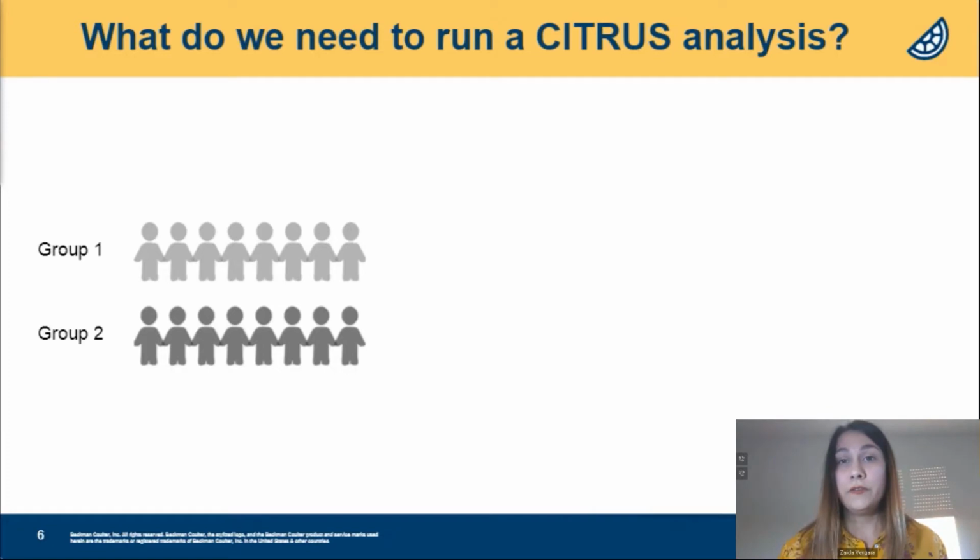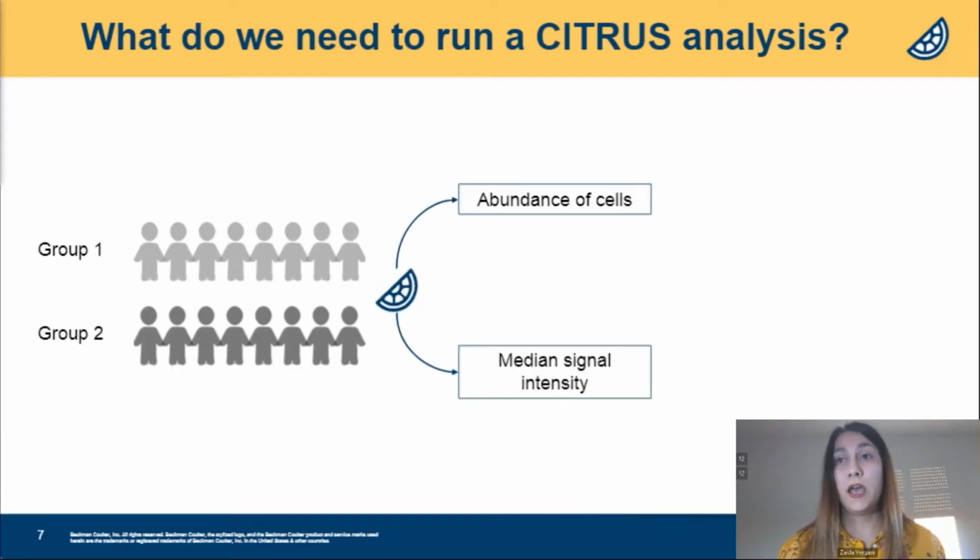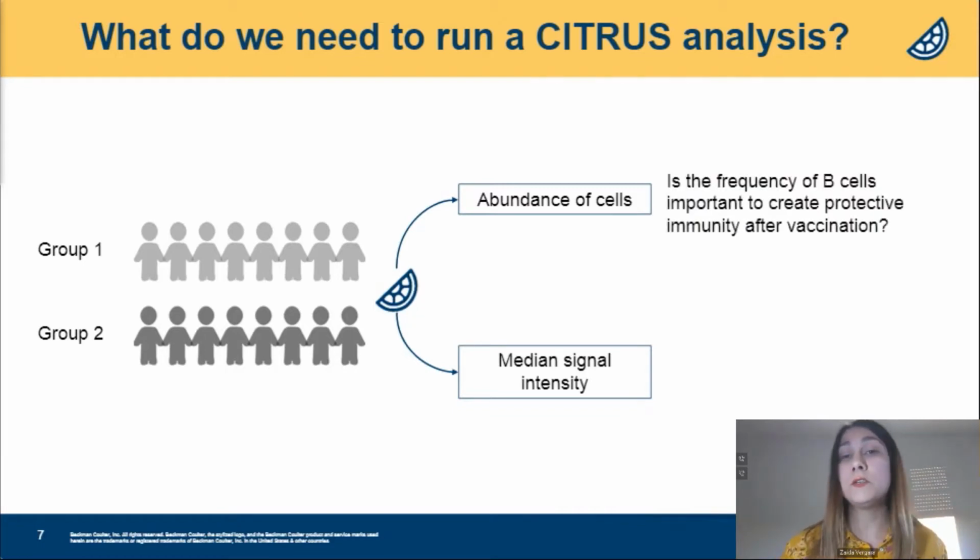So first, we need to ask a biological question. Am I looking for differences in the frequency of cells within a specific cell type, or am I more interested in the expression level of some markers? So for instance, am I looking for, is the frequency of B cells important to create protective immunity after vaccination, or on the other hand, are the cytokine responses implicated?